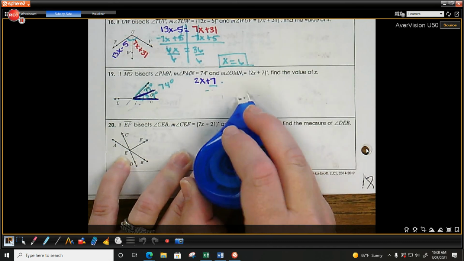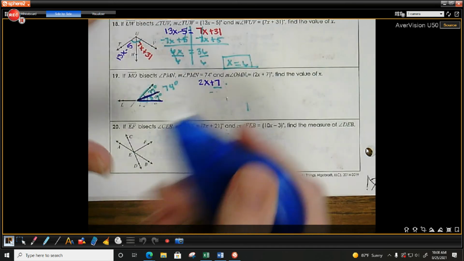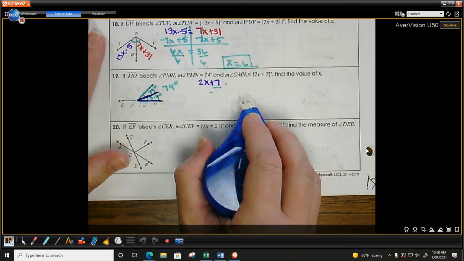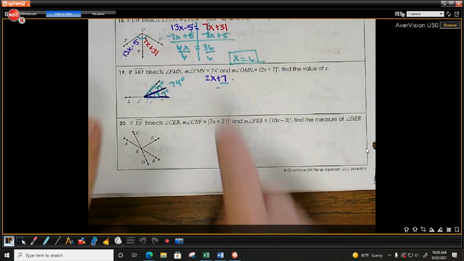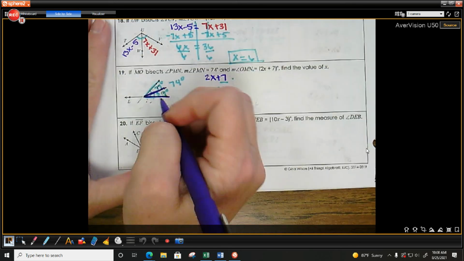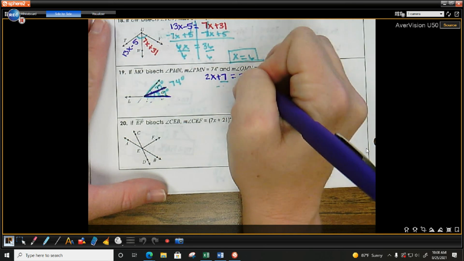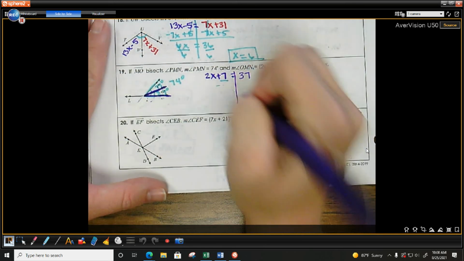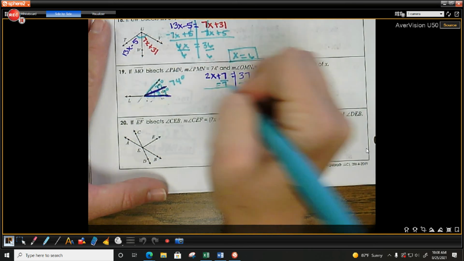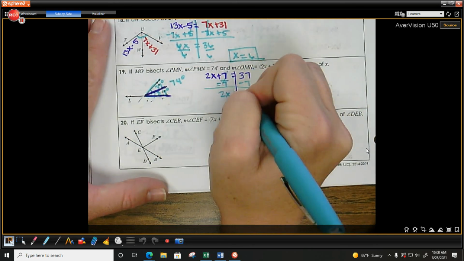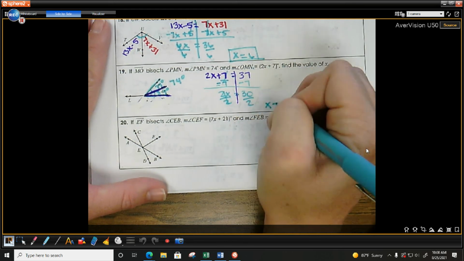Guys, I will tell you, I make silly mistakes sometimes too, especially when I'm working too fast. So if you catch a mistake, tell me. Okay? So 2x plus 7 is this angle right here. What do we say that's equal to? 37. Solve for x. Minus 7. And we get 2x equals 30. So x is 15. Is that what it's asking us for? Yep.